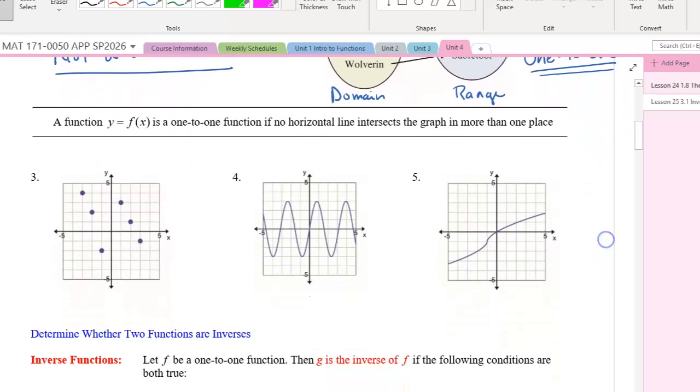And just to look at the graph, like I said, there is a horizontal line test for one-to-one functions. So if we look at this first graph here, it is a function because it passes the vertical line test. Then we have to see, is it one-to-one? Well, every horizontal line that we draw here only crosses this graph in one place. So this one is one-to-one.